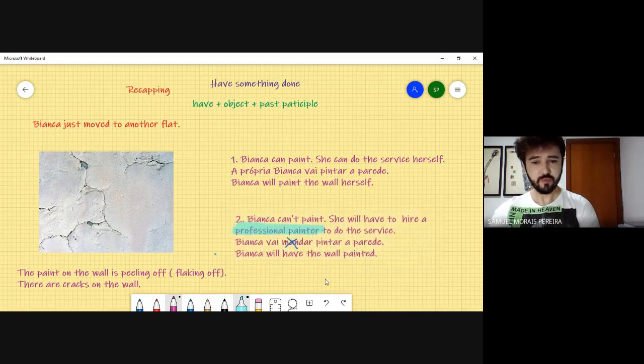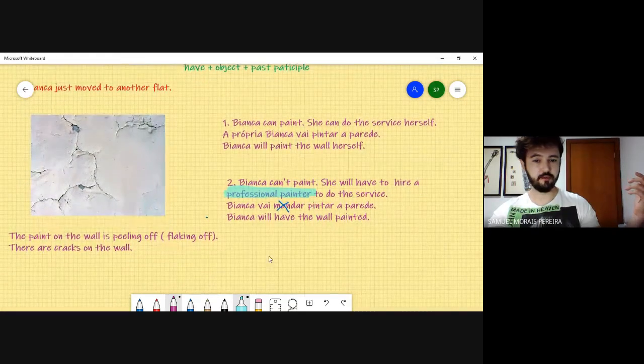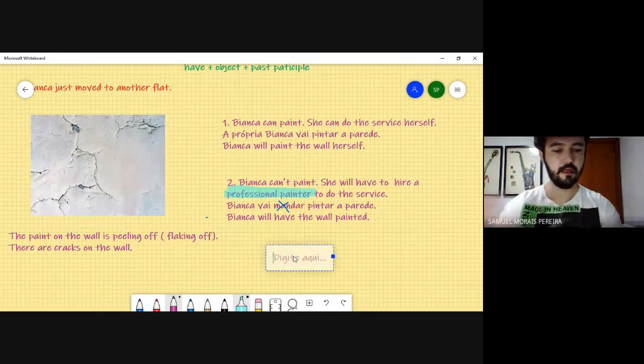Can you see? O que eu estou tentando mostrar é o seguinte, olha. Depending on the circumstance, depending on the setting, dependendo do contexto, you use this structure, Bianca will paint the wall, seguindo a sequência do português, ó, pintar a parede, or you have to change the position of the words. Ó, primeiro vem a parede, depois o verbo pintar. This case here is used to talk about services that are done by other people, ok? Então, por exemplo, ó, voltando aqui ao verbo mandar. Pay attention to this sentence here.